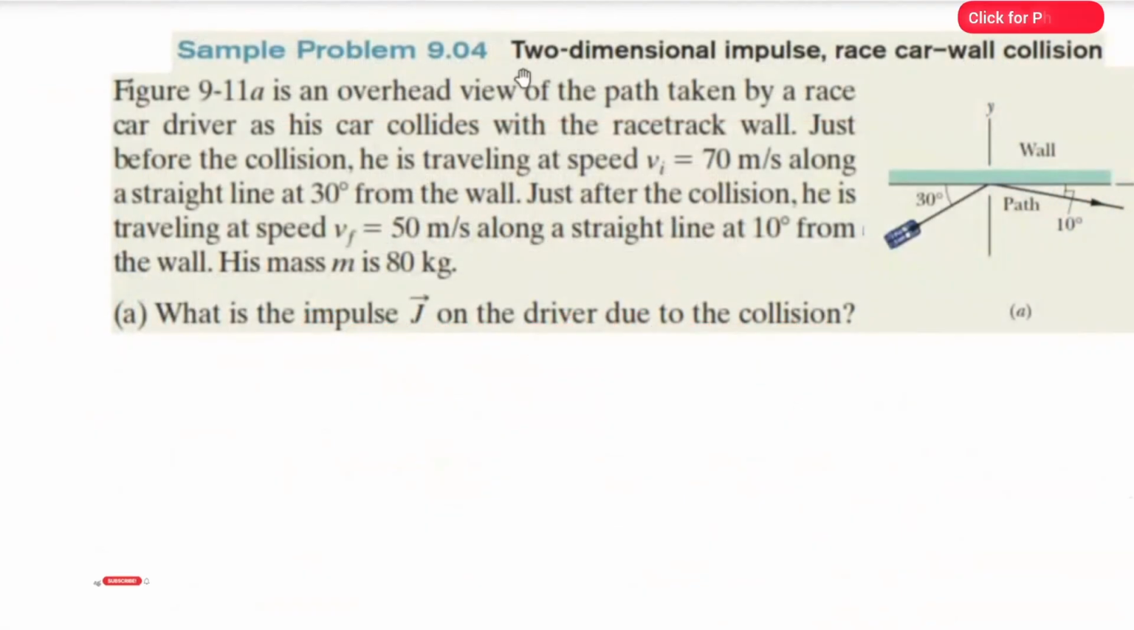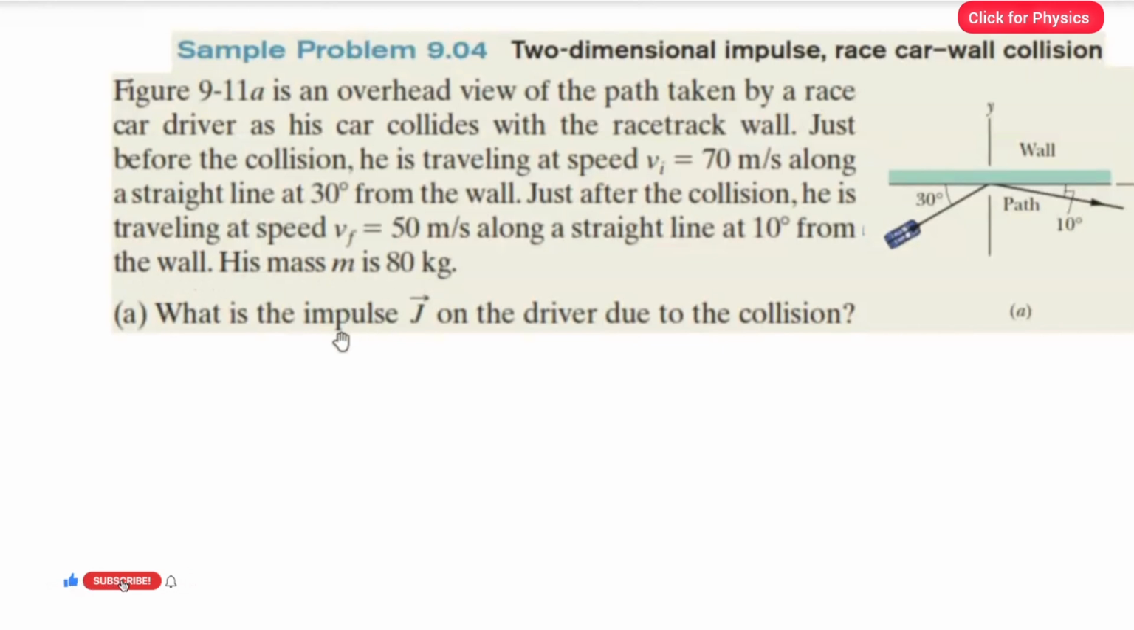Sample problem 9.04. The figure shows the overhead view of the path taken by the race car driver as his car collides with the racetrack wall. Just before the collision, he is traveling at speed Vi, which is equal to 70 meters per second, along a straight line at 30° from the wall. Just after the collision, he is traveling at the speed Vf, which is equal to 50 meters per second, along a straight line at 10° from the wall. His mass is 80 kilograms.